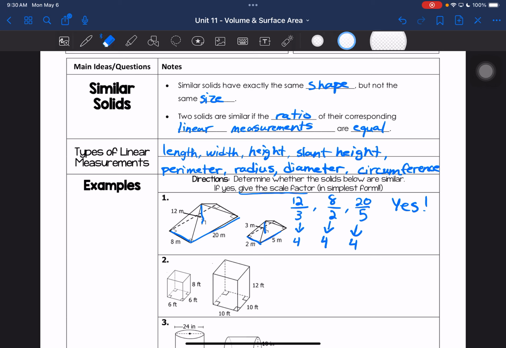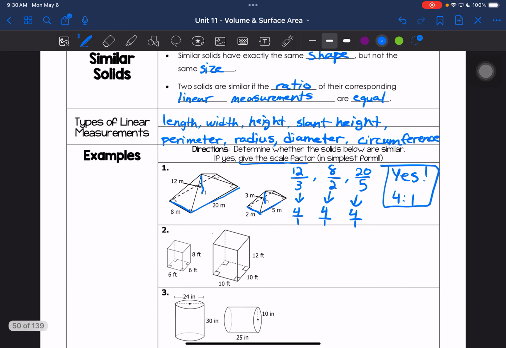So scale factor is like a fraction that tells us what their ratio is. And so because all of these came out to 4, really they would be 4 over 1 when you simplify the fractions. And so our scale factor is going to be 4 to 1. Remember, ratios and fractions are pretty much the same thing. It's just that when we put it 4 over 1, and as a ratio, that would look like 4 colon 1 or 4 to 1.